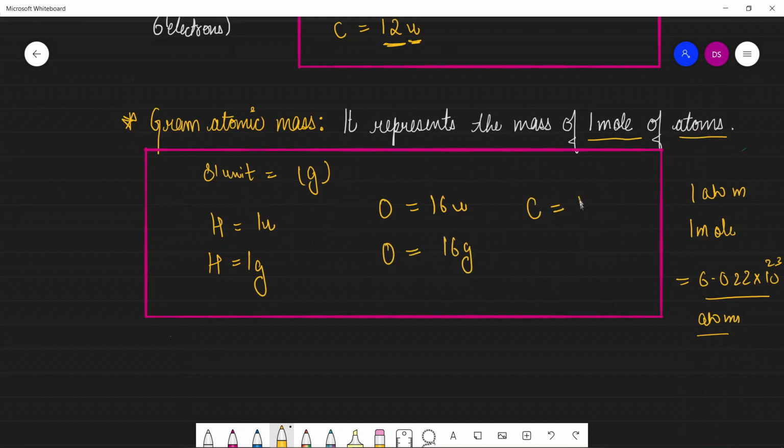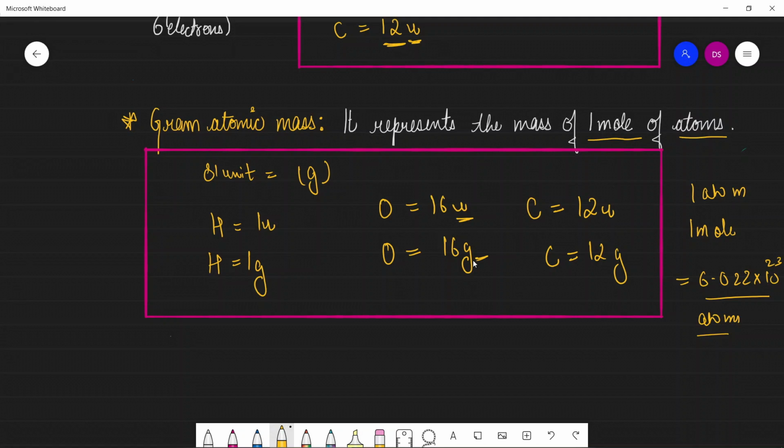Carbon has atomic mass of 12U and gram atomic mass of 12 grams. We just replace U with g. That's about it. So what we have learned so far is that atomic mass is the mass of one atom, whereas gram atomic mass is the mass of 6.022 into 10 raised to the power 23 atoms, or 1 mole of that particular atom. I hope it is clear.